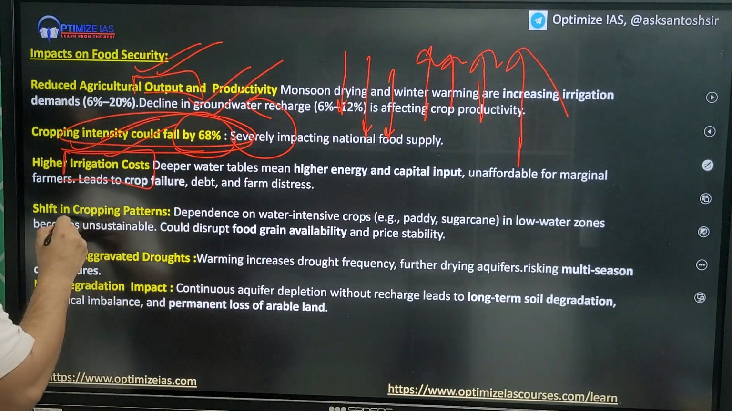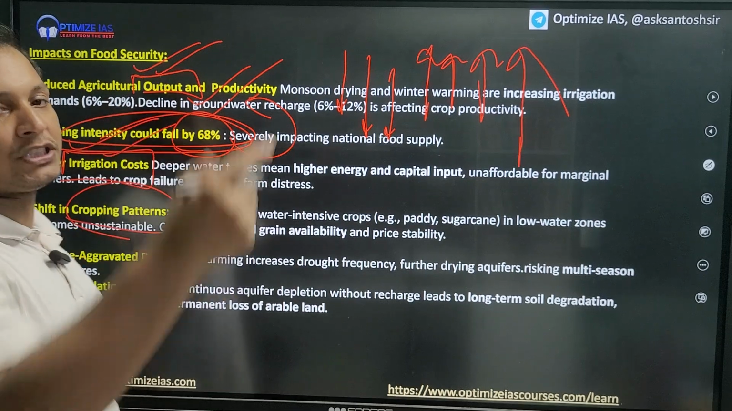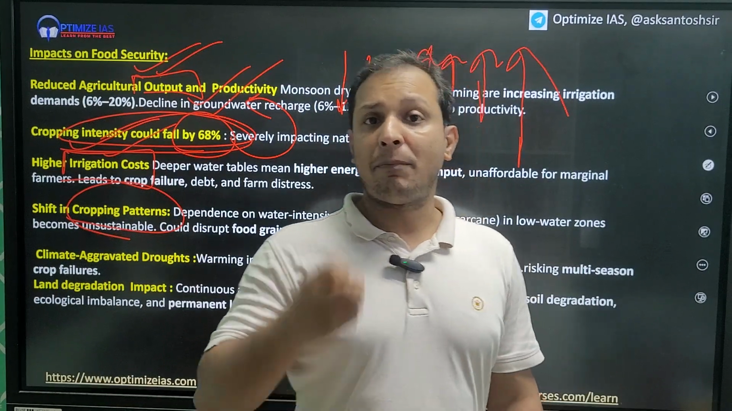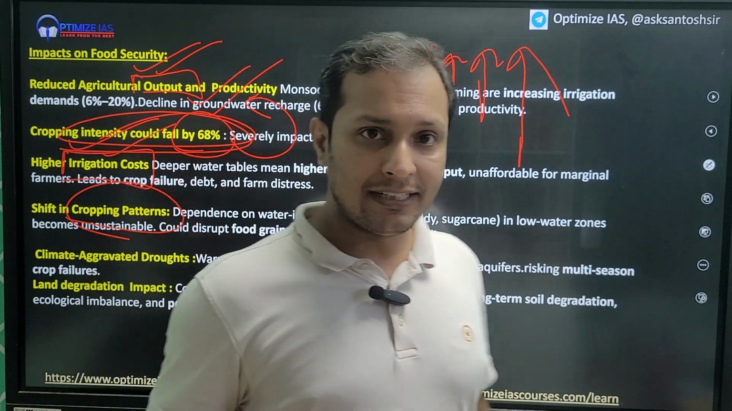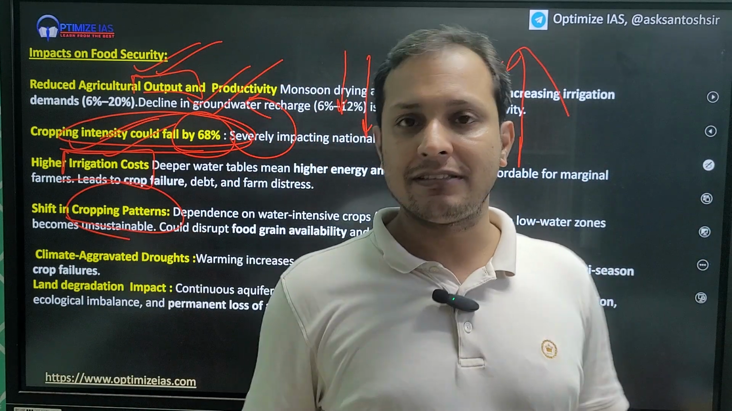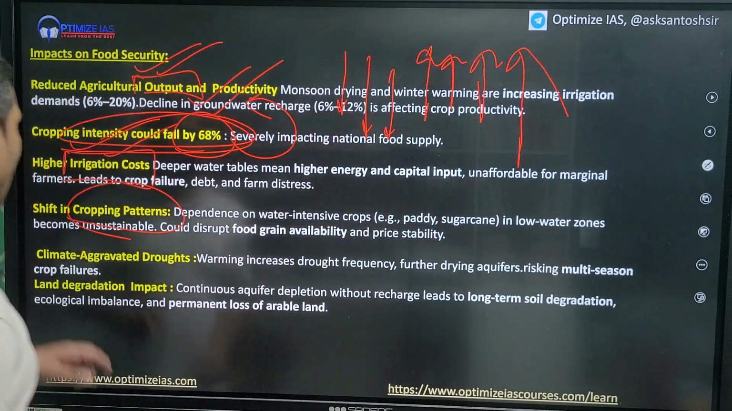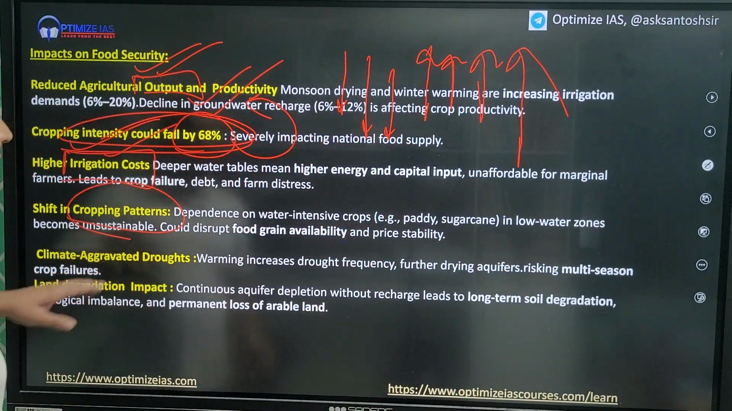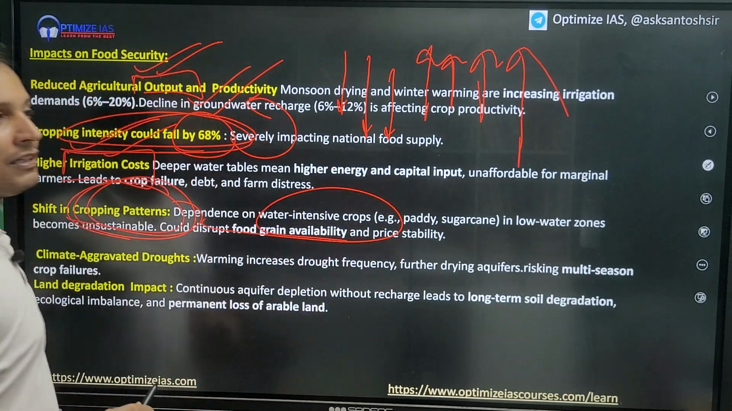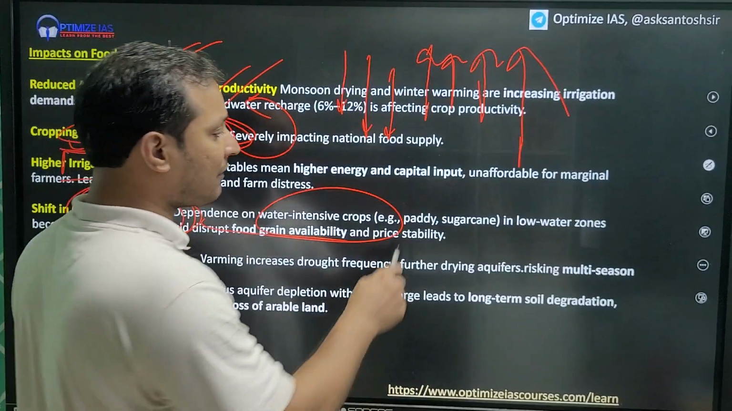Next, guys, what is going to happen? Cropping pattern is going to shift. Guys, you know that this region is famous for paddy cultivation. Most of the paddy cultivation happens in the Gangetic belt. Most of the wheat production happens in the Gangetic belt. But what is going to happen when the groundwater falls? There will be a shift away from these water intensive crops, and that will adversely impact our food security.